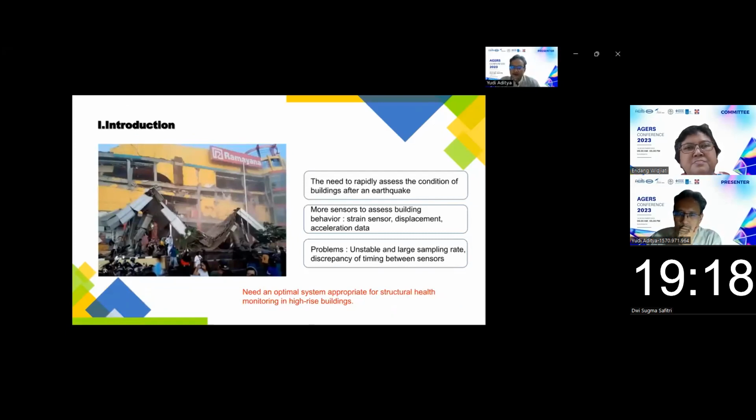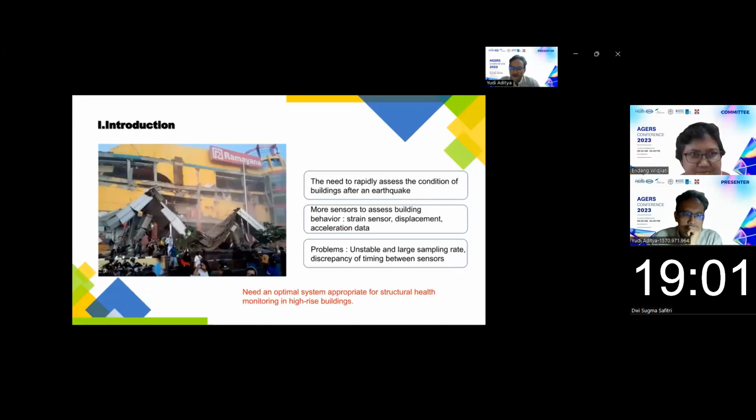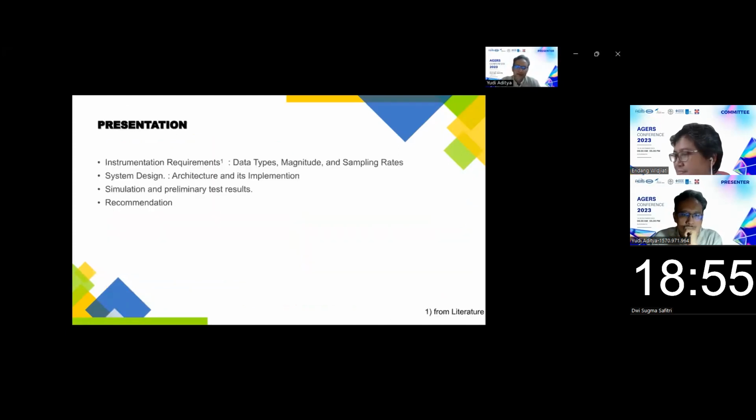For example, strain sensors measure the strain of concrete and reinforced steel. Displacement sensors measure interstory drift between floors. Alternatively, acceleration data can be used to obtain displacement. This paper attempts to address this issue by proposing an optimal system appropriate for structural health monitoring in high-rise buildings based on literature. The presentation is structured as follows: first, instrumentation requirements, specifying data types, magnitude, and sampling rates. Next, we discuss system design, the architecture and its implementation, simulation and primary results, test results, and the last, recommendation.